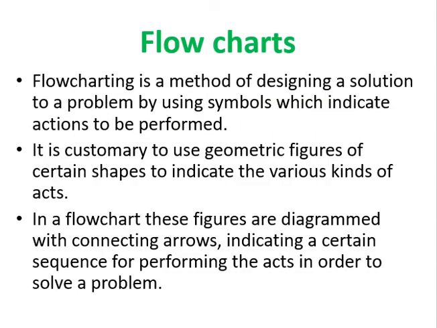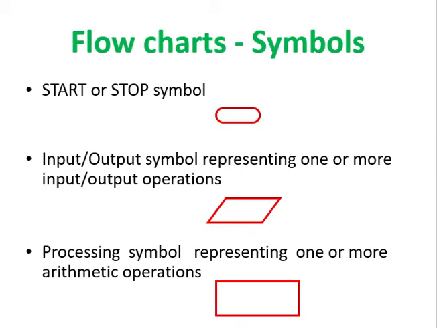What is a flowchart? Flowcharting is a method of designing a solution to a problem by using symbols which indicate the actions to be performed. Flowcharts are diagrams, figures in the form of diagrams with different connecting arrows, that indicate the sequence of performing the actions in order to solve a problem. Now we will see the different symbols that are used to design a flowchart.